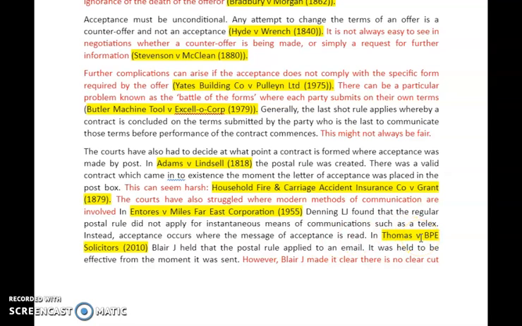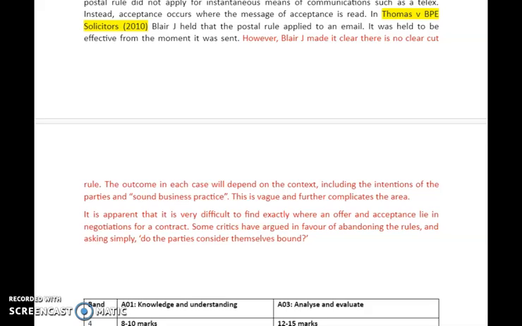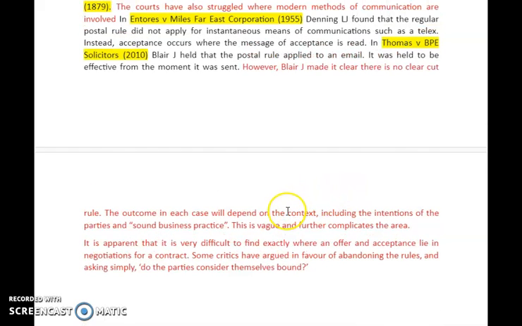And then Thomas and BPE Solicitors, Blair J said that the postal rule applied to an email and that with an email it was effective from the moment it was sent. However, and this is where we've got some evaluation coming in, Blair J made it clear that there's no clear-cut rule, and the outcome in each case will depend on the context, including the intentions of the parties, and this was his wording, sound business practice. Of course, that's extremely vague, and ultimately then, we don't really know what the rule is for offers and acceptance by email.